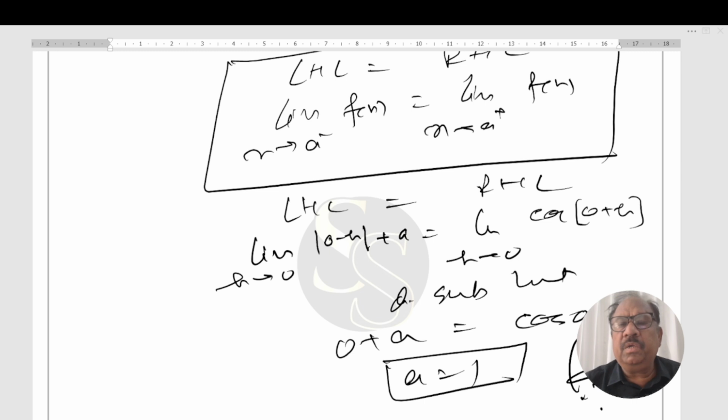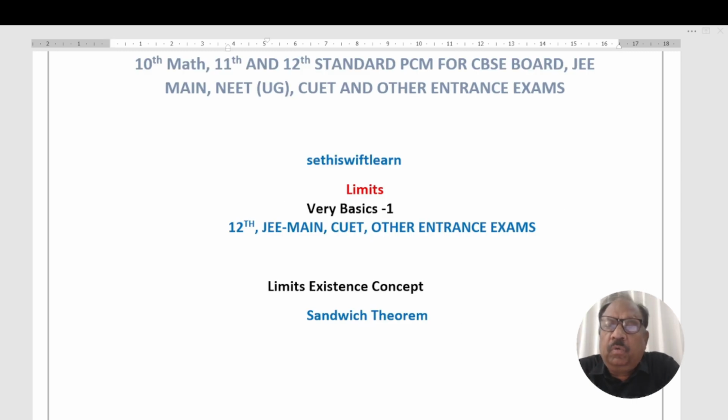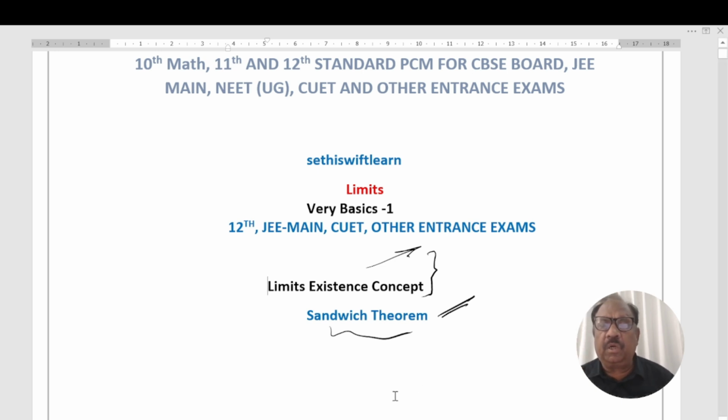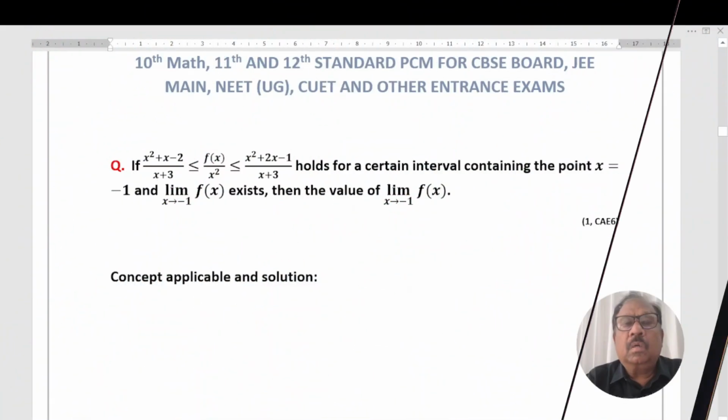Right? Up to this, in this session, we have gone through the limit existence concept. If you have any doubt, please comment. Further, in this session, we are going to discuss the sandwich theorem through illustrations. Please go through the session completely. Now let's start the question and concept.